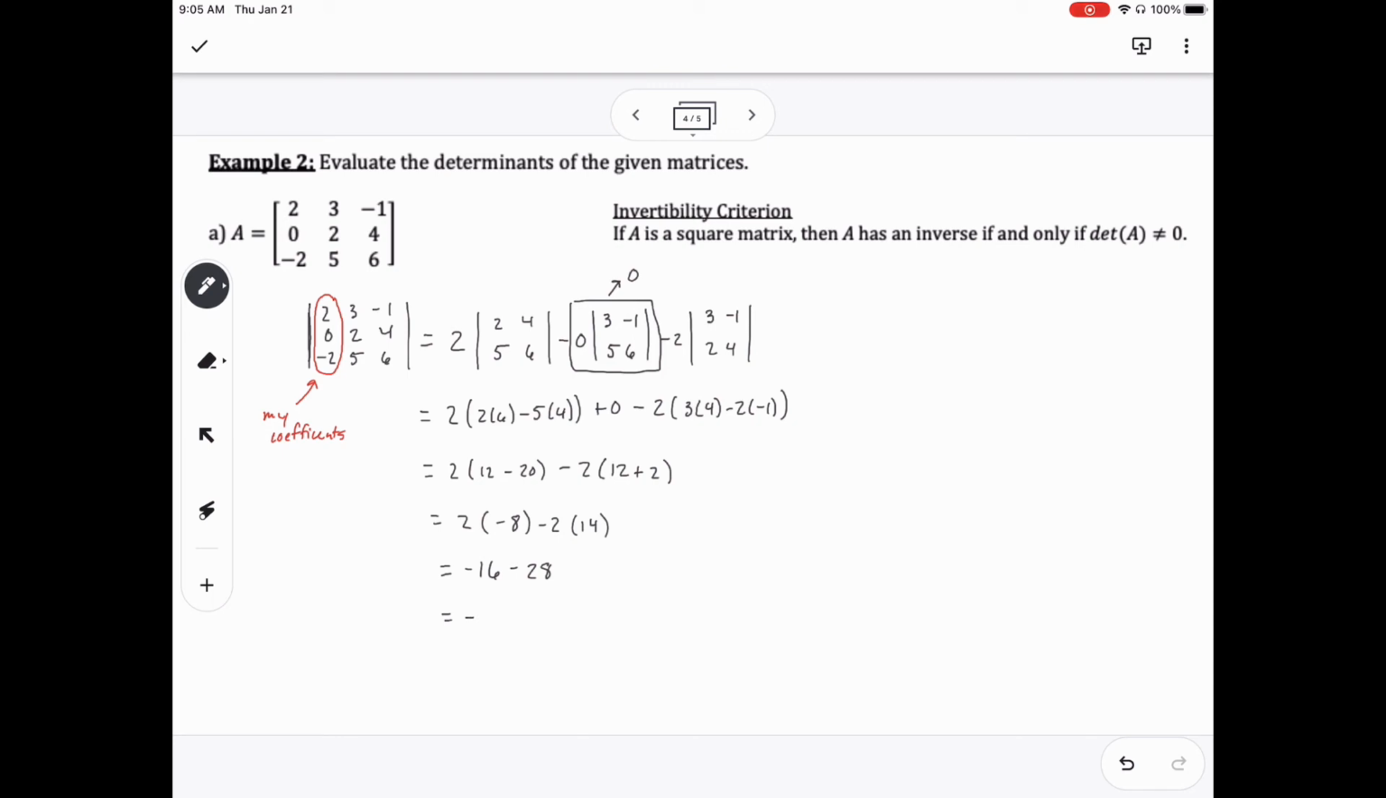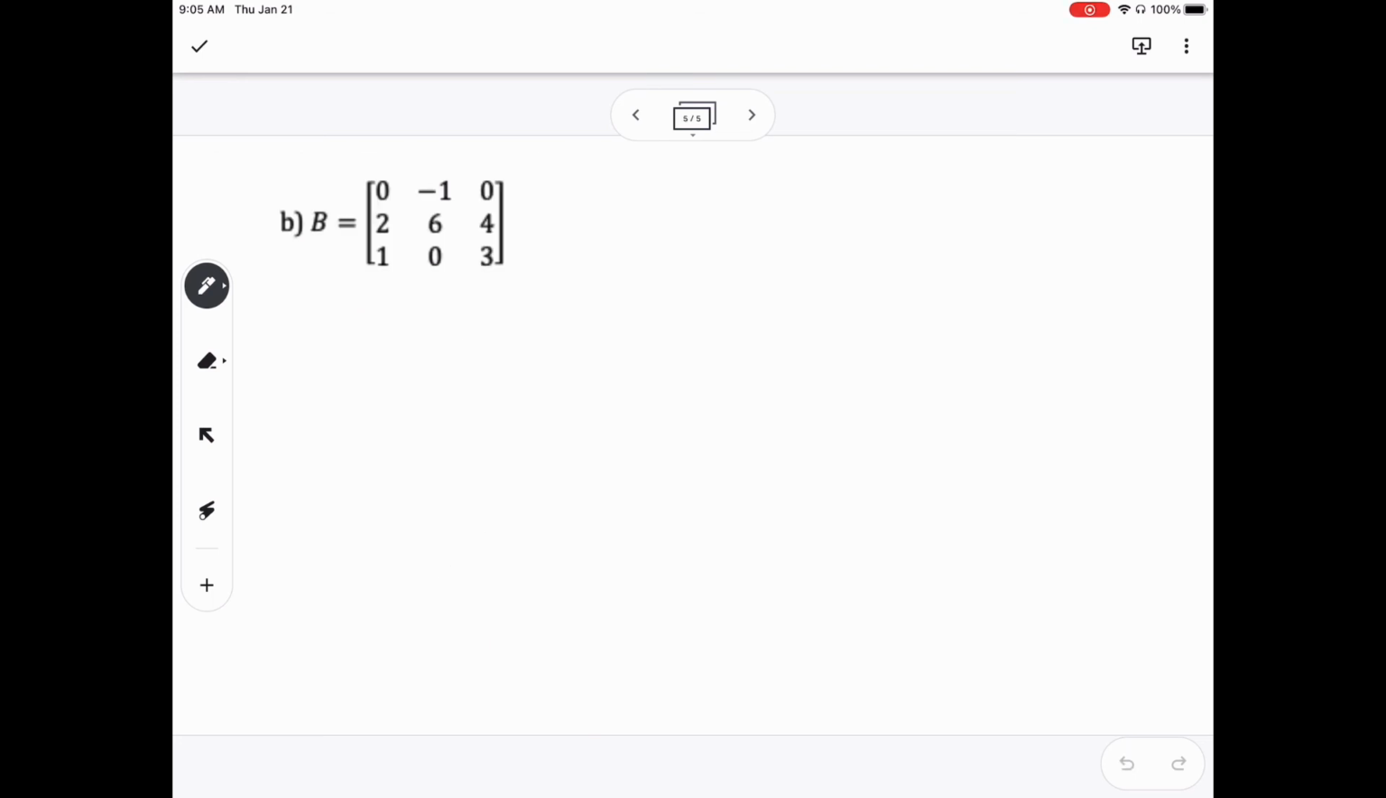Now, the only thing that's up at the top that we haven't talked about, the invertibility criterion, that just means that your matrix has an inverse if your determinant is not 0, okay? Which we kind of talked about when we did inverse matrices in the last video.